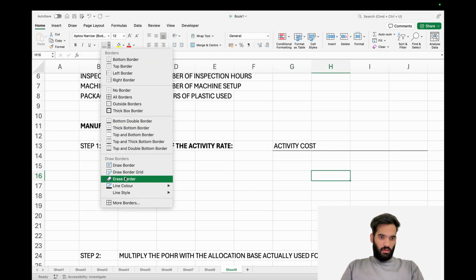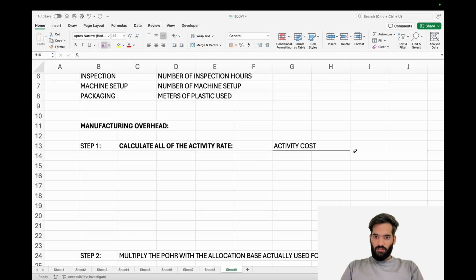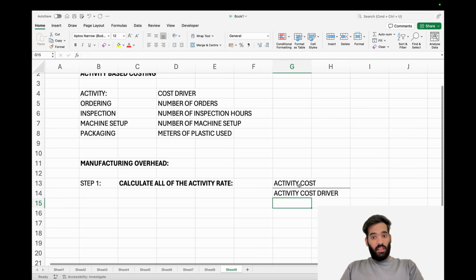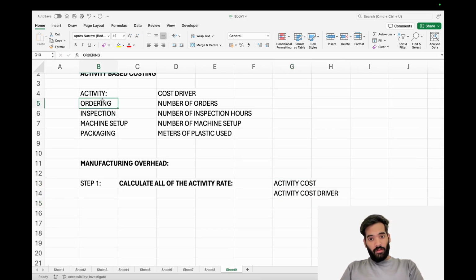Let me erase the extra line. Okay, divided by the activity cost driver. So just to give you an example, this will mean the total money we spent on ordering divided by the total number of orders we placed. So we can find per order cost. That's called a rate, right? Find per order cost in this case.